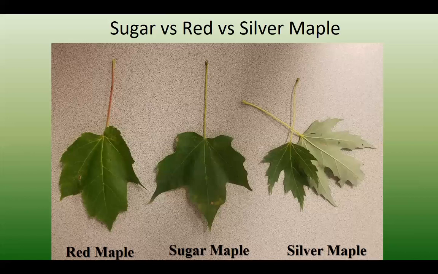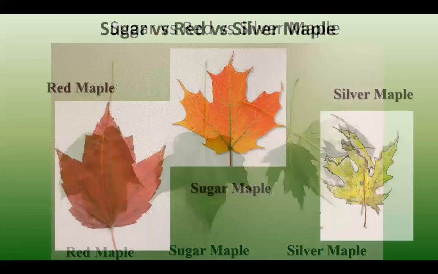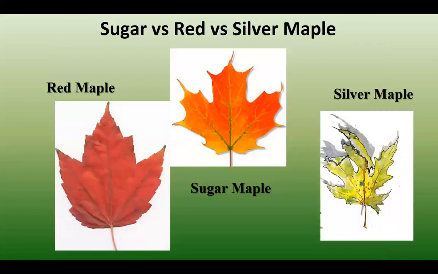But one other difference is in their fall color, and you can see that red maple has a very pretty fall color. Sugar maple has an amazing fall color that really has everything from yellow to orange to red. And then our poor old silver maple just doesn't have much of a fall display. It's just a yellow or almost brownish color in fall.